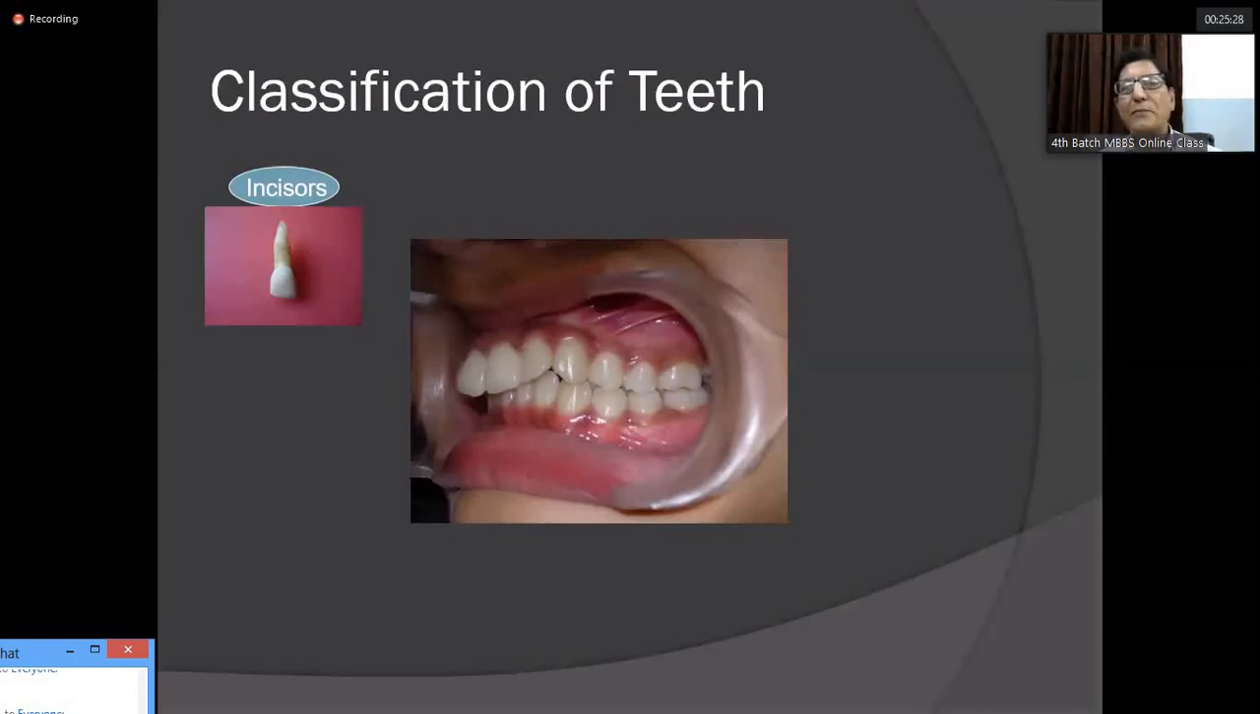So incisors are supposed to cut the food particles. If you take a piece of apple, you put it in the mouth. What do you do? You bite it. So what do you mean by biting? You're cutting it into pieces, right? You're cutting it into pieces. So what happens actually when you cut it into pieces, and then the posterior teeth?